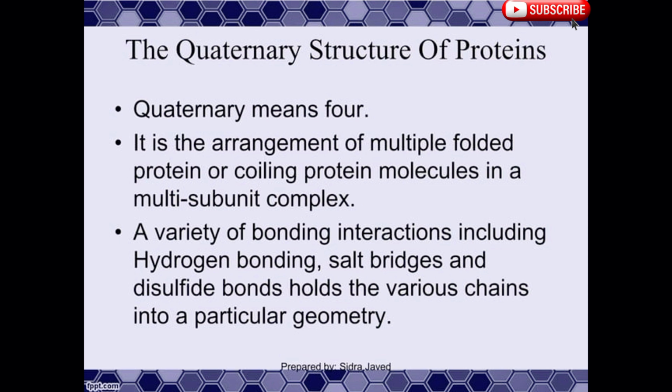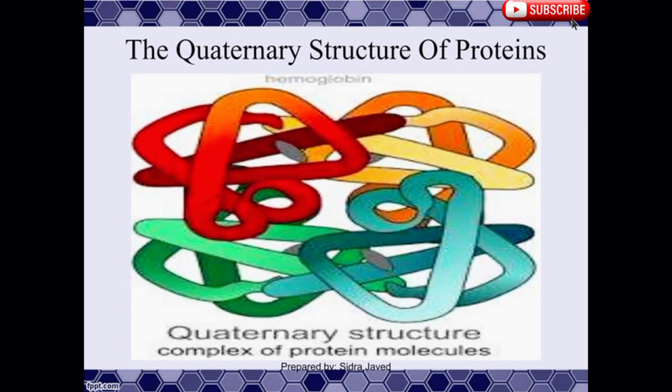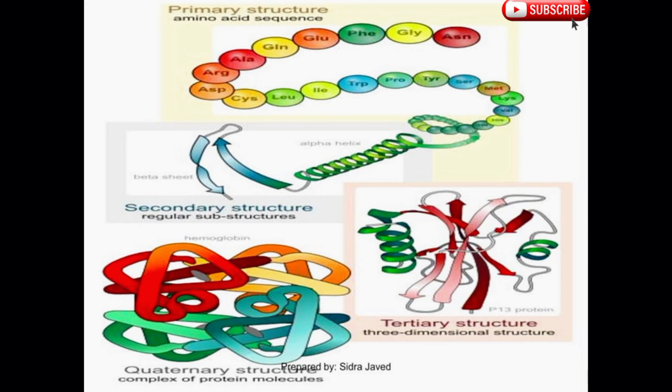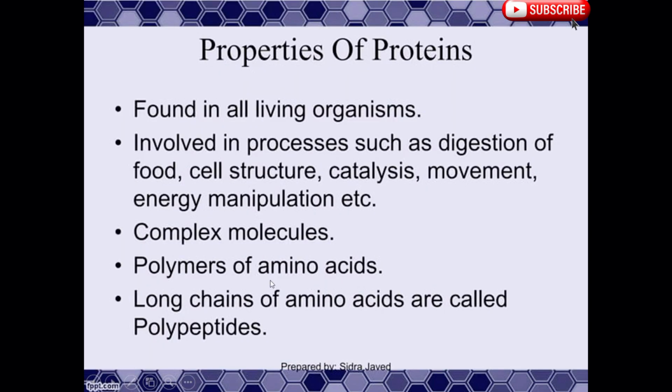A variety of bonding interactions, including hydrogen bonding, salt bridges, and disulfide bonds, hold the various chains in a particular geometry. So this is the quaternary structure of a protein. These are the primary structure, the secondary structure, the tertiary structure, and the quaternary structure of a protein.